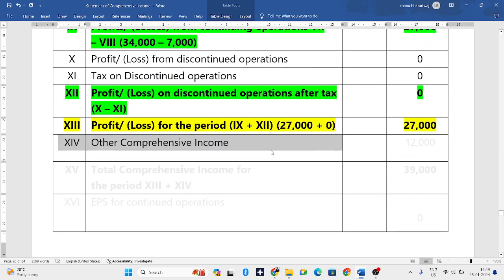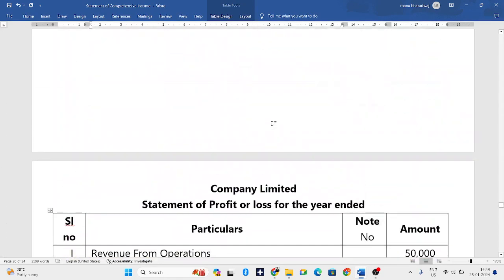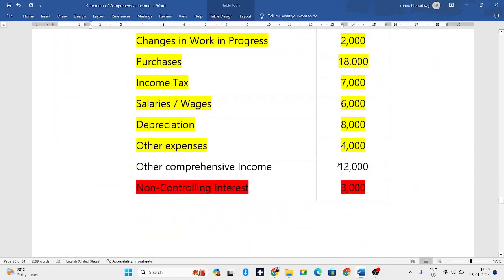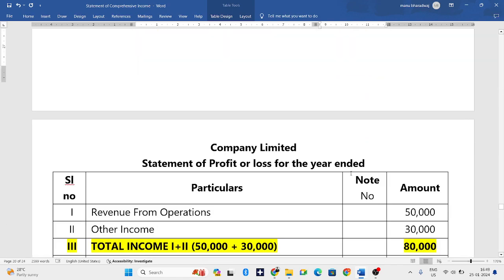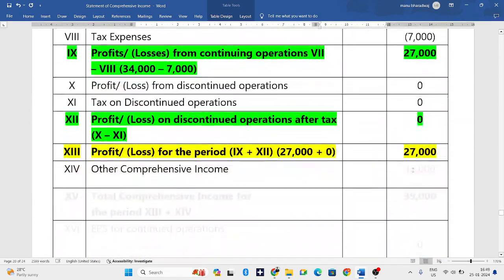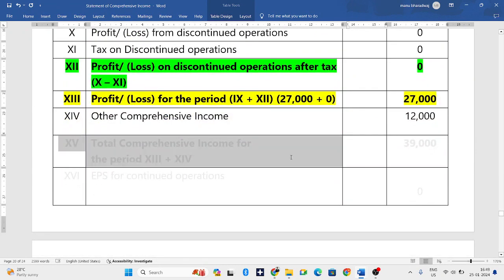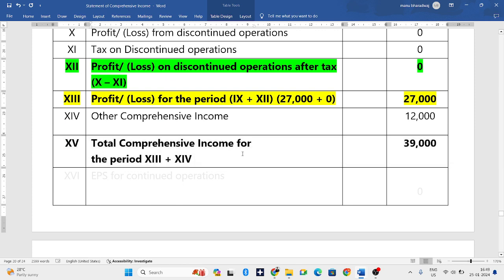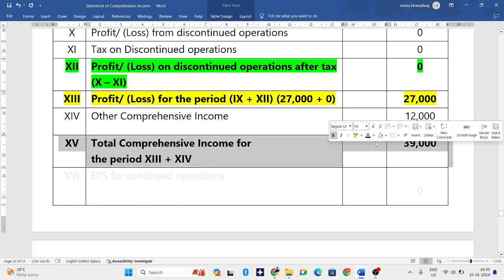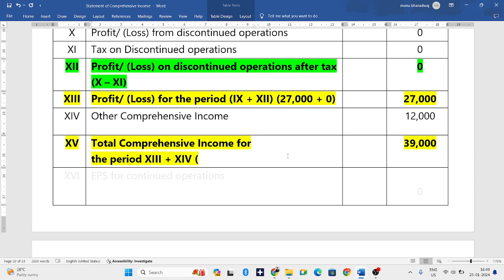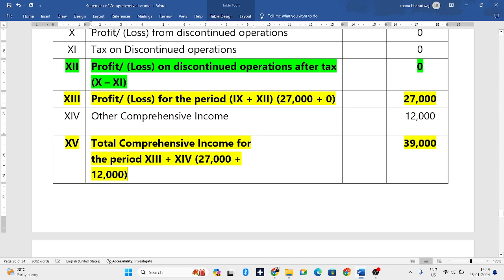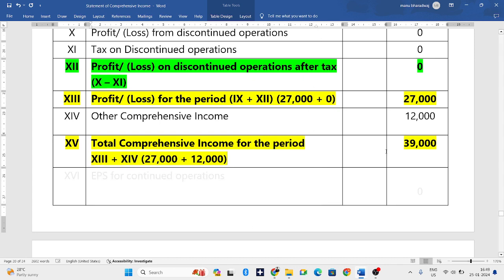Next component will be other comprehensive income. In question they have given that other comprehensive income is 12,000 rupees. So that 12,000 rupees we will be writing over here. After we add it, we get total comprehensive income. How did we get this? Total profit plus other comprehensive income of 12,000 rupees. If you add these two, you will get 39,000. That is our total comprehensive income.